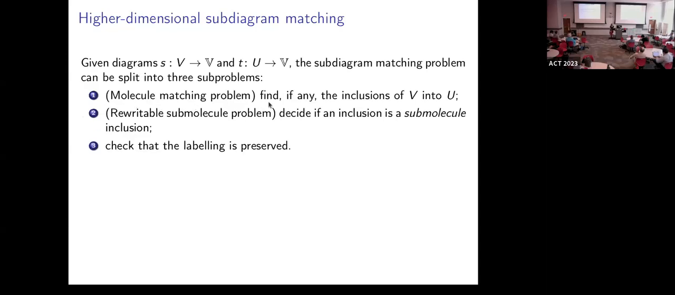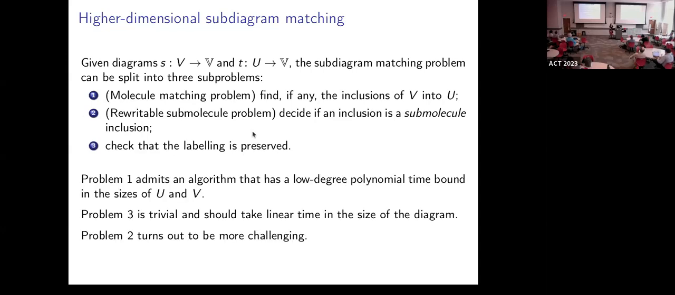The molecule matching problem, which says find, if any, the inclusions of V into U. Then the rewritable submolecule problem, which decides if an inclusion is a submolecule inclusion. And finally, checking that the labeling is preserved. Now, problem 1 admits an algorithm that has a low degree polynomial time bound in the sizes of U and V. Problem 3 is trivial and should take linear time in the size of the diagram. But problem 2, however, turns out to be more difficult, and I will shortly tell you why this is the case.